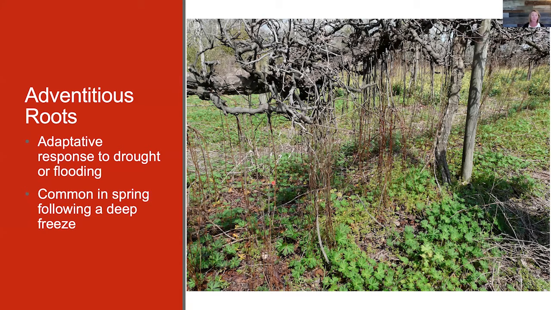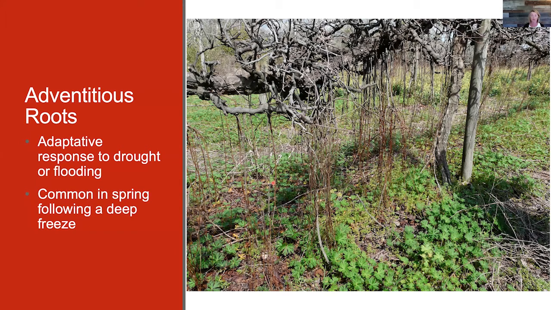And these are formed when the plant is under some type of stress. And usually it's an adaptive response to drought. So it'll put out these adventitious roots in order to take up some water from the atmosphere, or from flooding. If the roots aren't able to pick up the water, then what happens is they put out these adventitious roots again to try and take water out of the atmosphere. It's also a common response that you'll see following a spring with a deep freeze. So if the vines are stressed environmentally, generally due to water or freeze damage, then you'll see these adventitious roots.